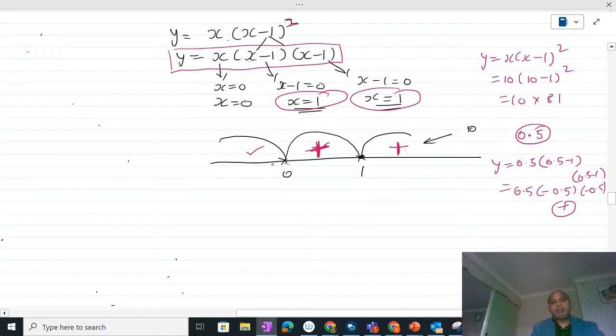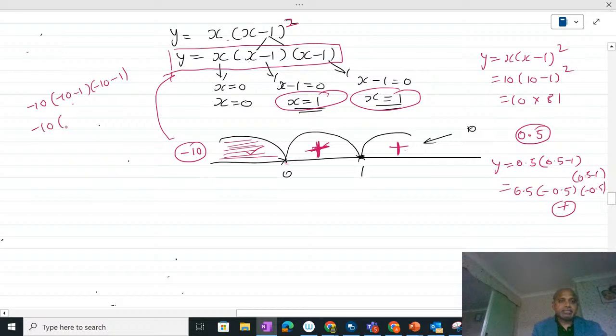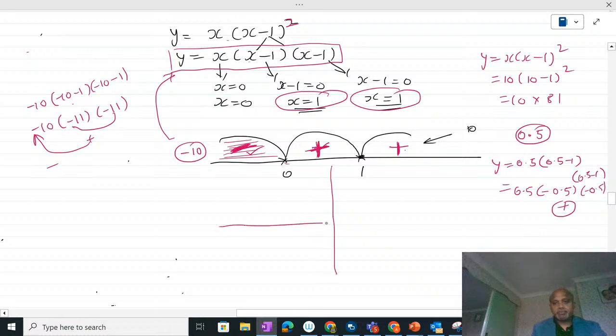Any number less than 0, we are checking for this part. So let's take minus 10. So again, you put minus 10 in this equation. So it should be minus 10, minus 10 minus 1, minus 10 minus 1. So it should be minus 10 and it should be minus 11 and it should be minus 11. So minus and minus becomes plus, plus and minus becomes minus. So this will be negative.